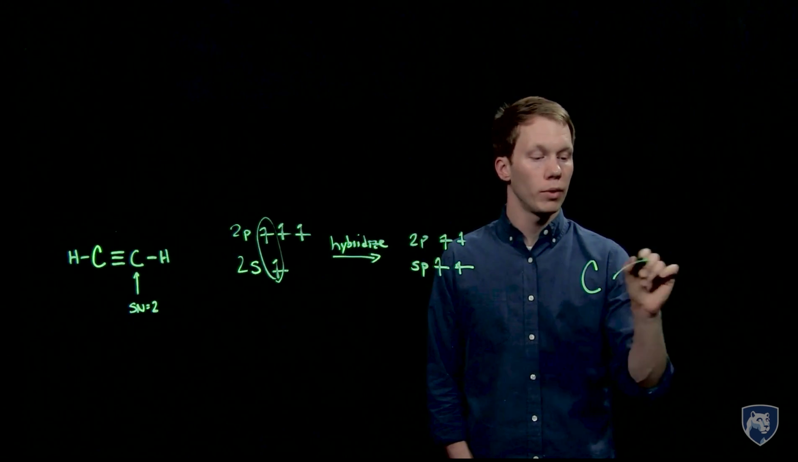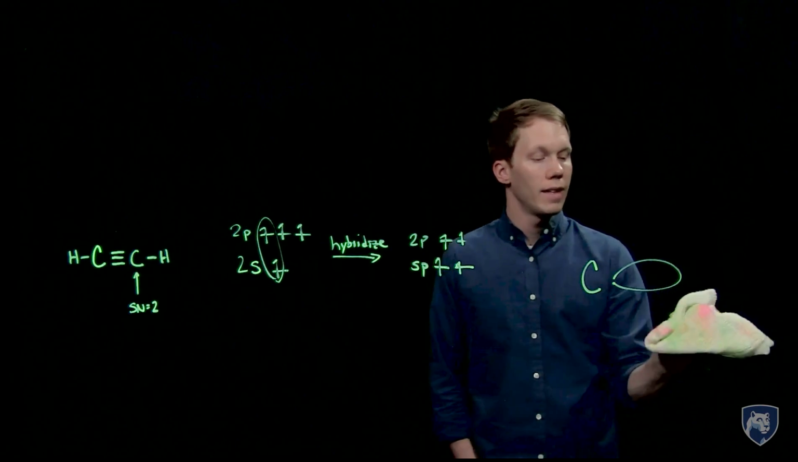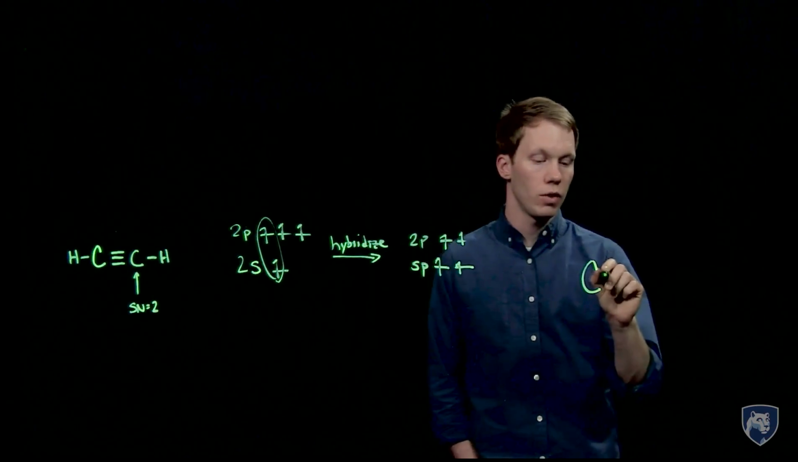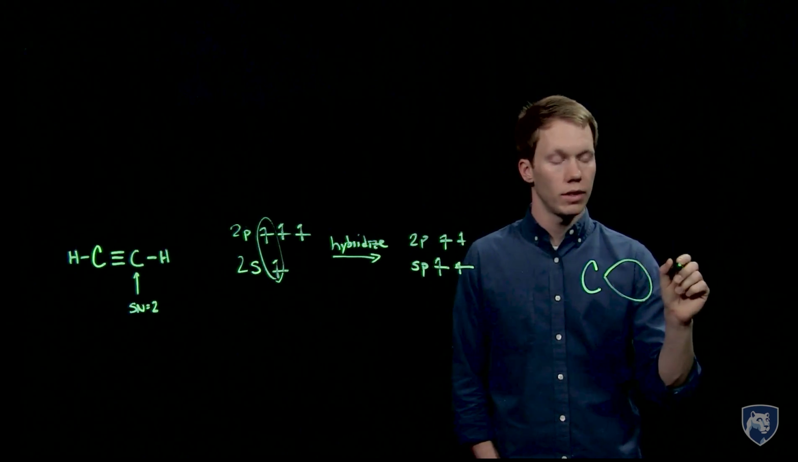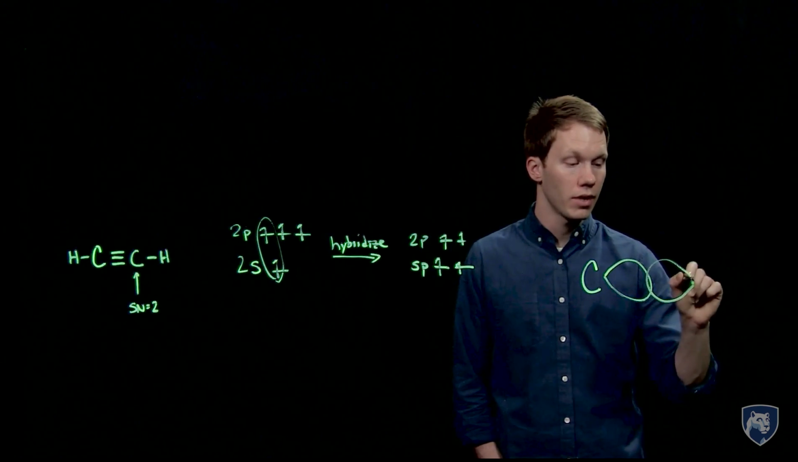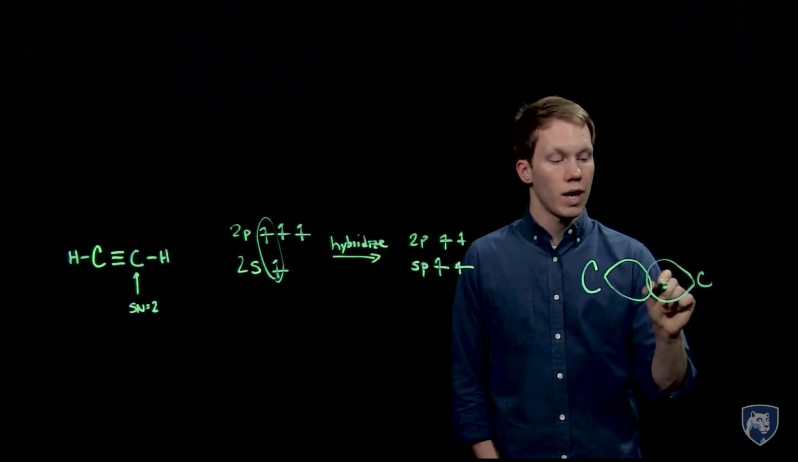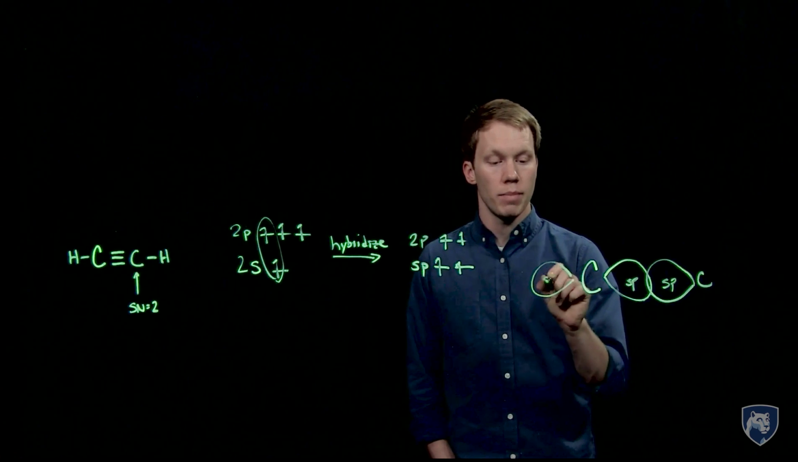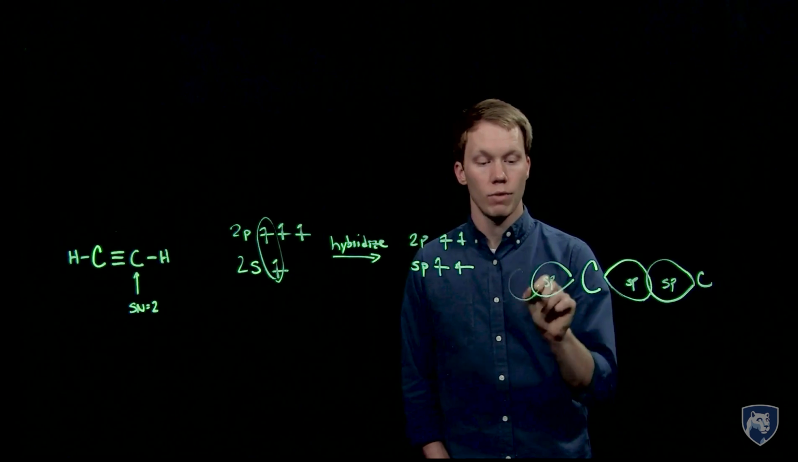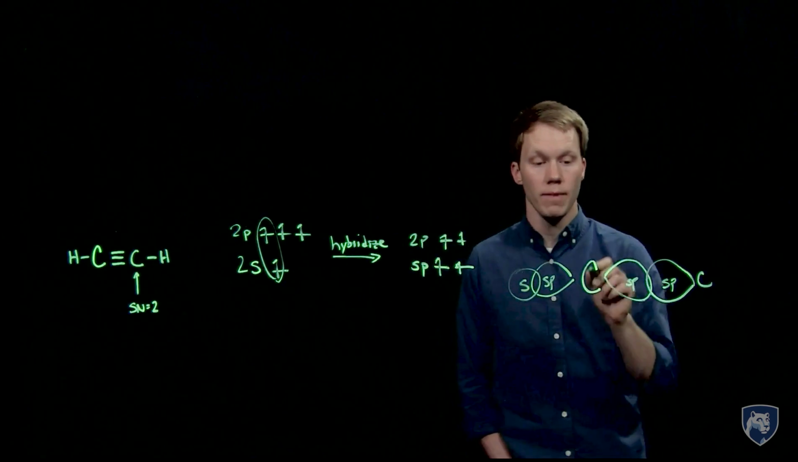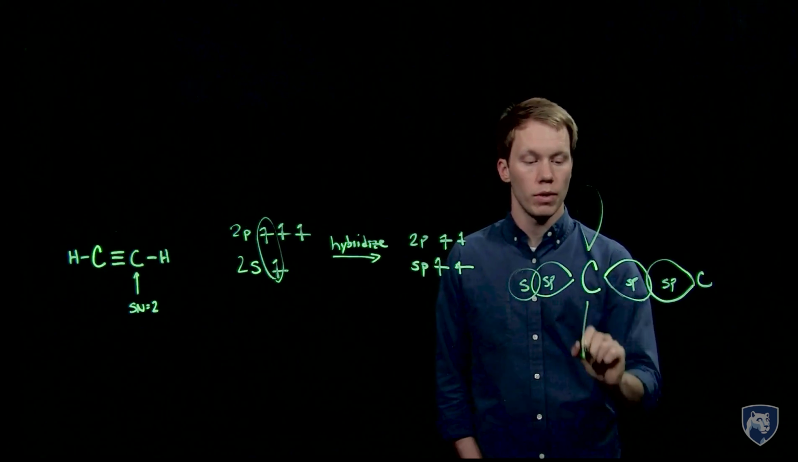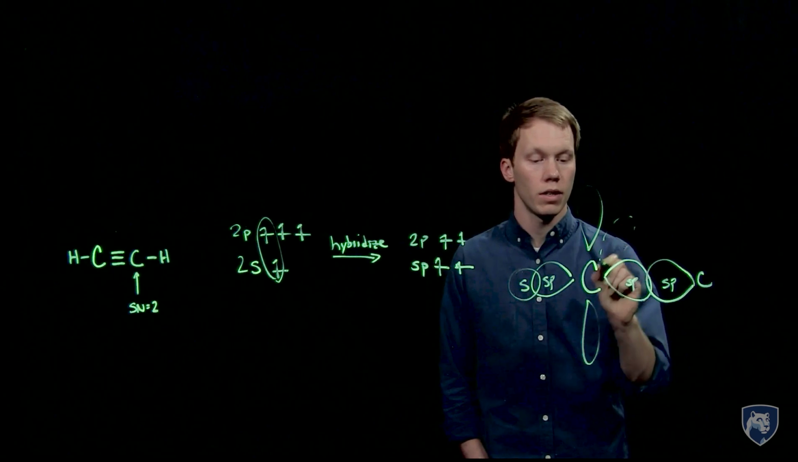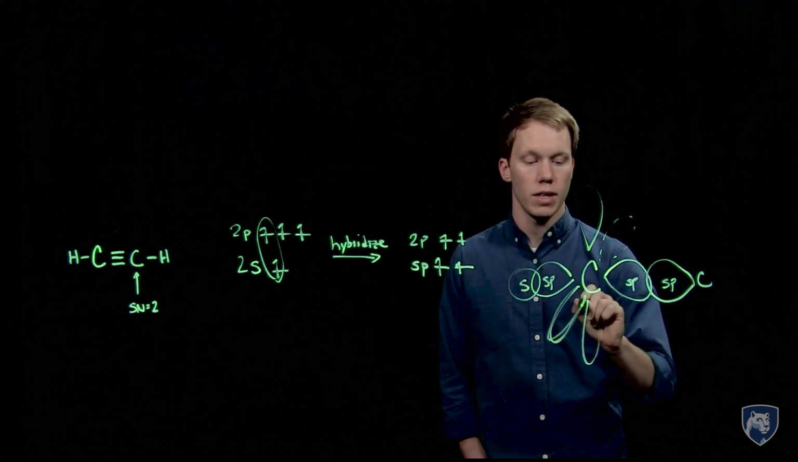So looking at my balloon pictures again, the sp orbital is going to be a little bit more spherical because it is 50% s character. So we'll try to reflect that here in the drawing that I've done. And then we'll have another sp orbital off of this side, which will overlap with the s orbital for hydrogen. And then we have those p orbitals. Again, they'll be 90 degrees from one another. So that's a little bit hard to illustrate here.